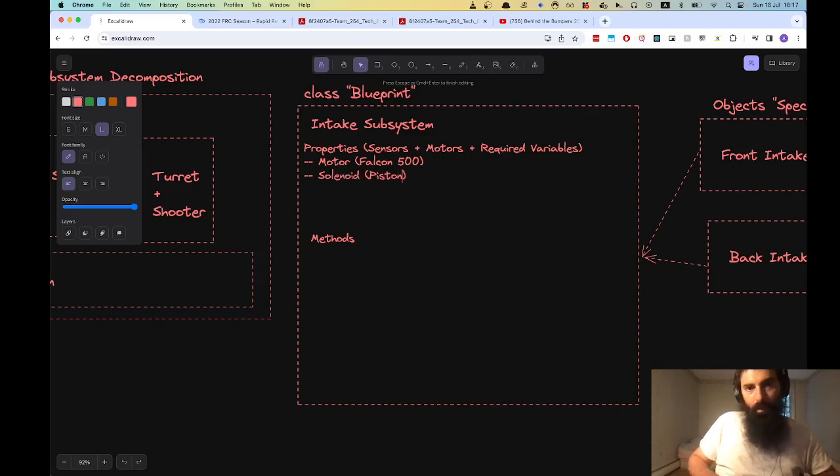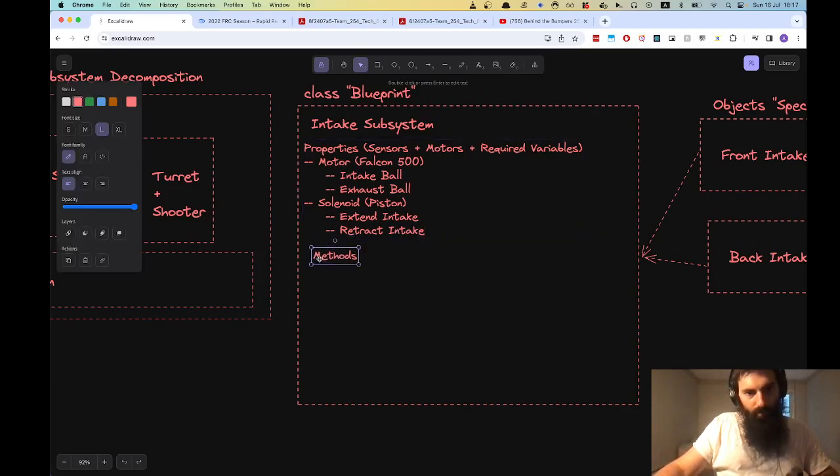So a piston. And now what we can do is start to further decompose the problem into what is this motor used for. So this motor is used to perform two different functions: intake ball or exhaust ball, right? So you can either intake the ball into your robot or exhaust the ball out of your robot. Okay, and then this solenoid here can do two things. It can either extend intake, or it can retract intake. Okay, and those are the two things that it can do.